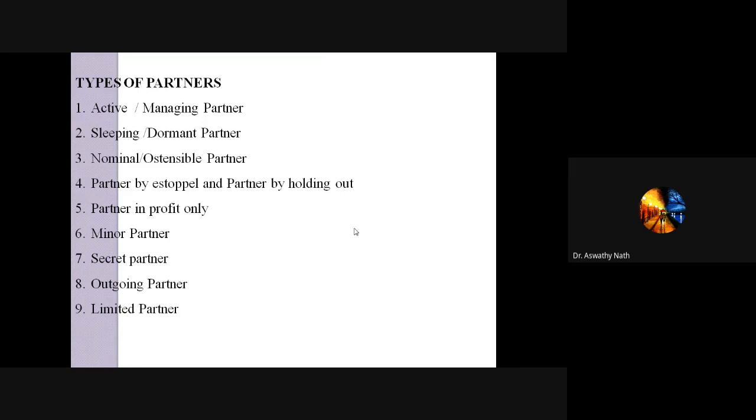So no firm cannot appoint a minor partner, but the existing firm can appoint a minor partner only after getting the consent of all the existing partners. And next is outgoing partner, secret partner.